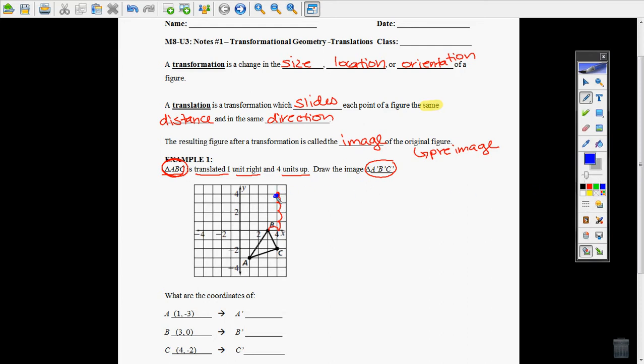All right, so this is going to be B prime. And then again with C, we're going to go 1 unit to the right and 4 units up. 1, 2, 3, 4. And so this is C prime. And then I'm going to do the same thing with A. I'm going to go 1 unit to the right and 1, 2, 3, 4 units up. And this is A prime. So here we have triangle ABC, which has been translated 1 unit to the right and 4 units up. And again, notice that this figure looks exactly like this figure. It's just in a different location. That's what a translation is.